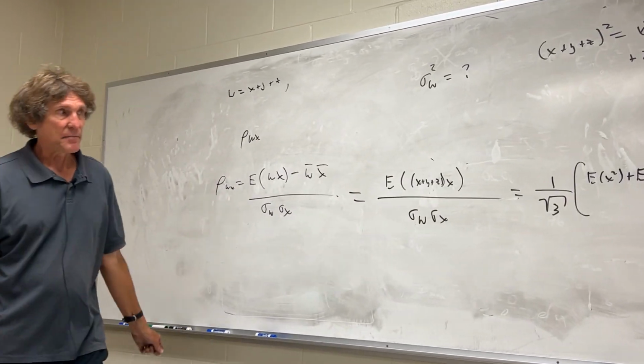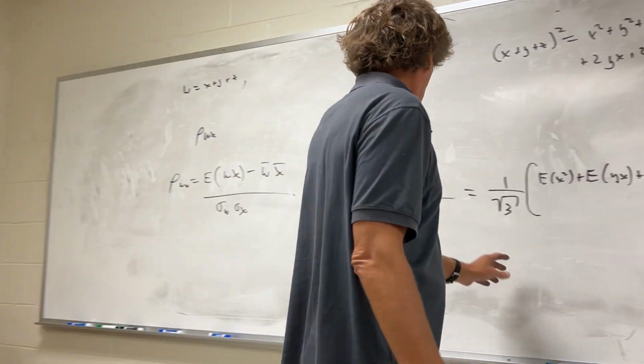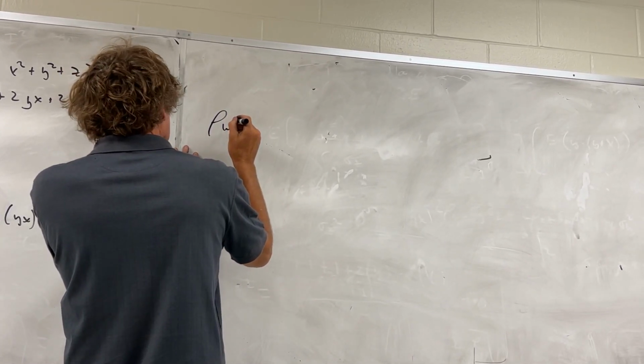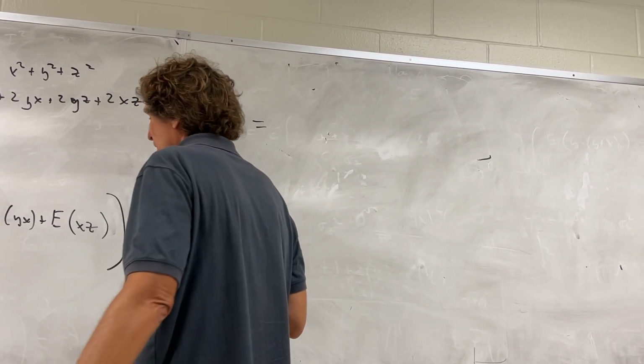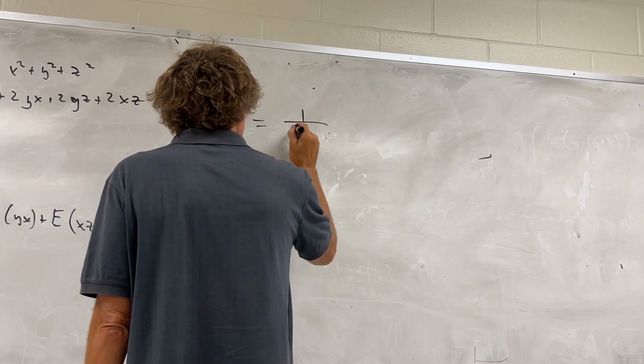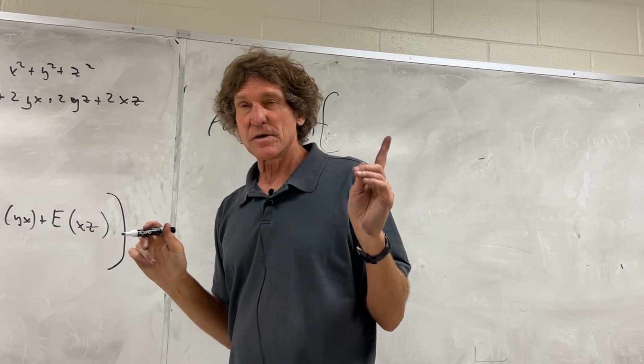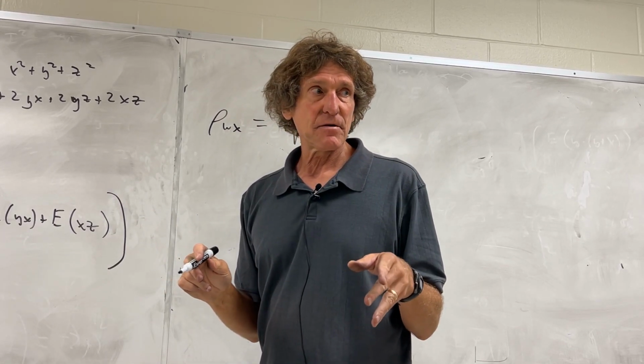So what's my next step? I can say that the correlation coefficient of WX is going to be equal to 1 over square root of 3. I'm going to leave it as that. There may be a mistake in his answer in one of these. I forgot if it's here or the next section.